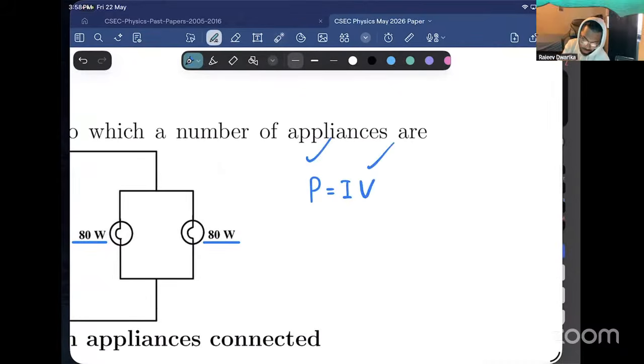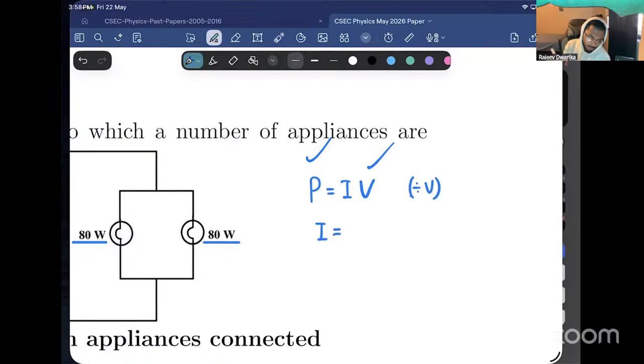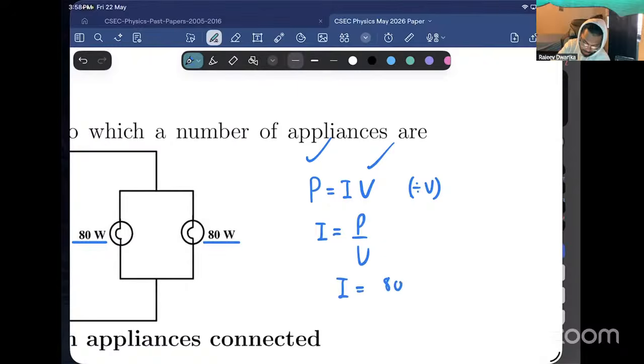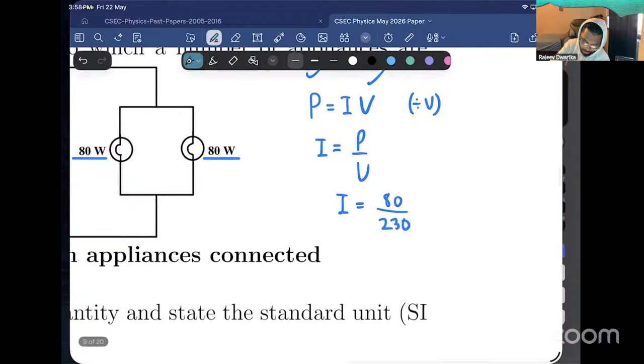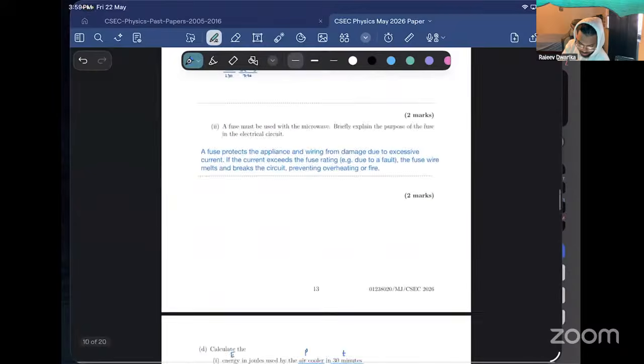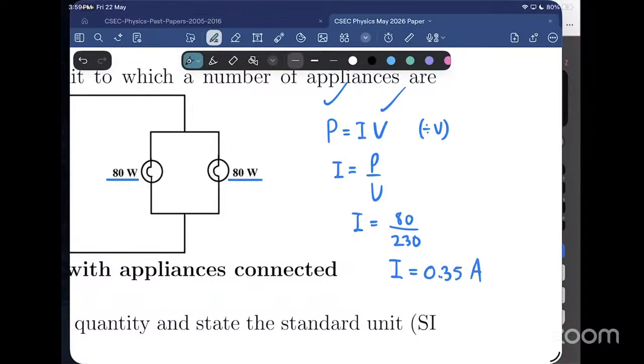We have the voltage. We try to find I. So we divide both sides by V. Now I is equal to P over V. Your power is 80 and the voltage is 230. So what are we getting for the current? You should get about 0.35. I'm going to check something. Yeah, 0.35. Do you get that?